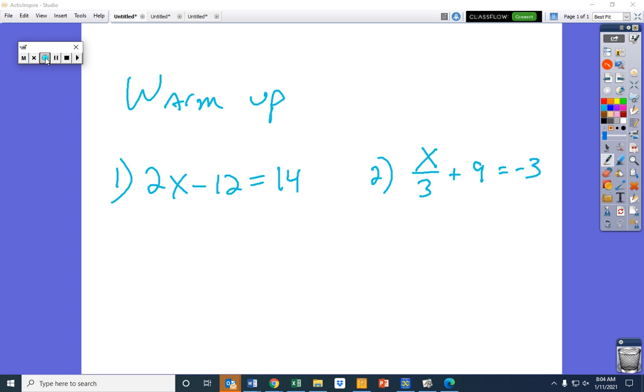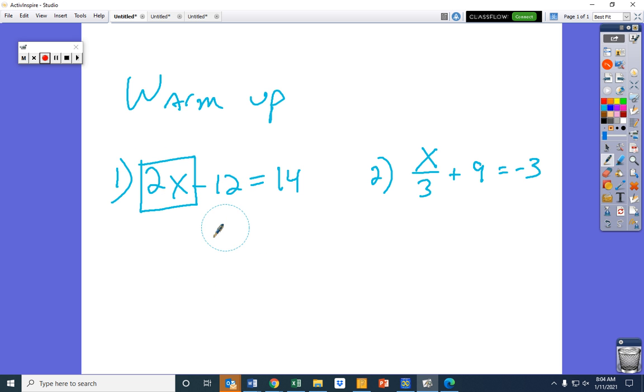All right, so let's go over our warm-up problems. Who can help me with the first one? Okay, Natalie, what's going on here? This is a two-step equation, right? So what is touching or directly next to the variable? The two. So this could be in a box, right?